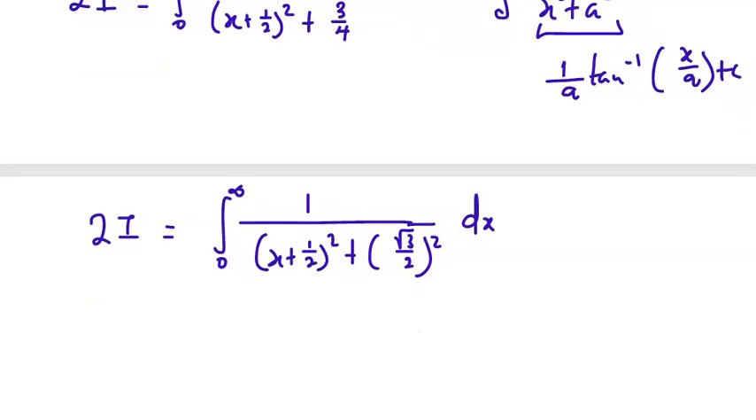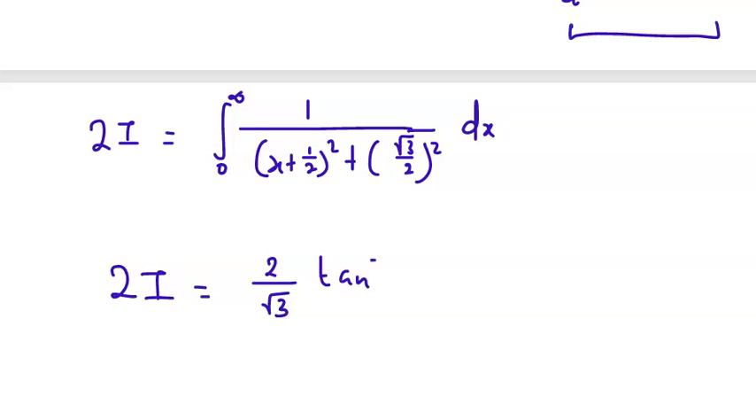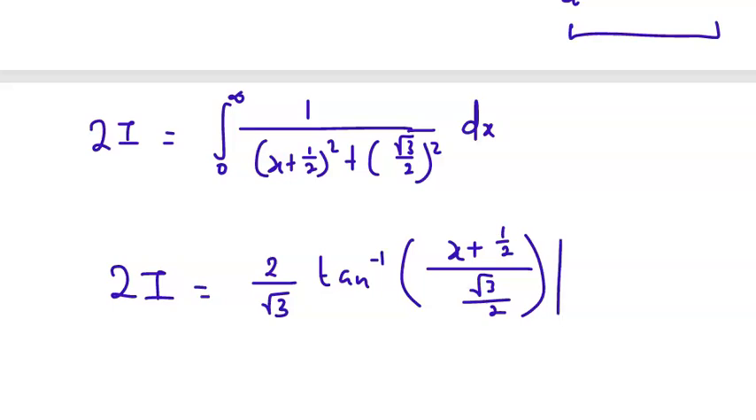So actually we can make use of the substitution x plus 1 over 2, but to cut the long story short, we know that the derivative of x plus 1 over 2 is just 1. So we can just make use of that formula immediately. So we get 2I is equal to 1 over root 3 over 2, which is the same as 2 all over root 3. Then the inverse tangent of x plus 1 over 2 divided by root 3 over 2. Right, then from 0 to infinity.